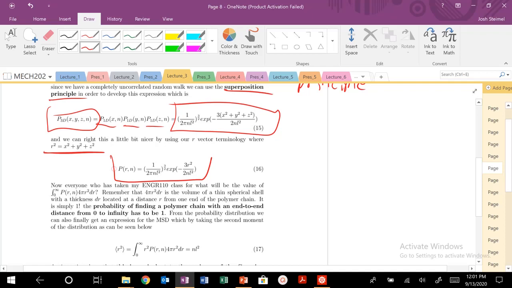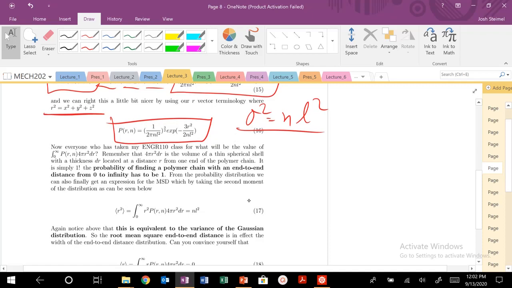And you see, we get again a very similar expression. We still have that sigma squared equals L squared. So what is the probability, if we integrate this in this spherical shell, the volume of a thin shell, of finding a polymer that has some RMS distance from 0 to infinity? Well, it better be one, hopefully. We will find some polymer with an RMSD that has to be between 0 and infinity. It has to be there. That probability must be 1. And again, when you take the integral of that probability distribution, it's the probability of finding a polymer chain with some RMS distance that goes from 0 to infinity. So that must be 1.